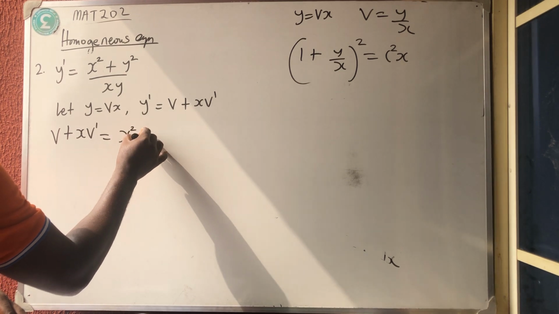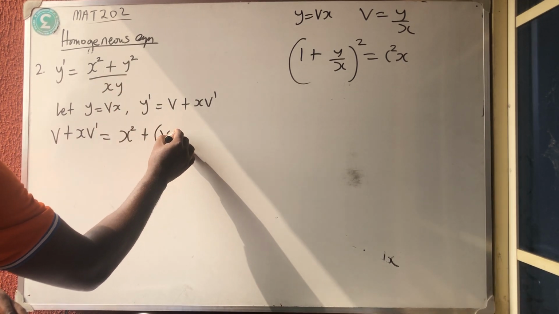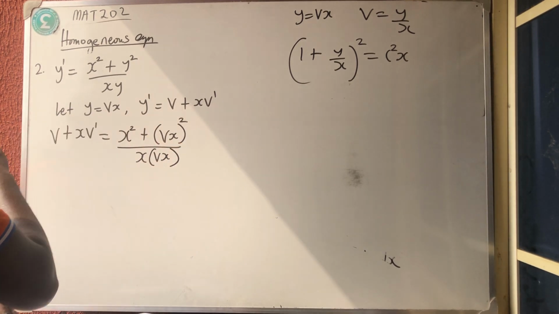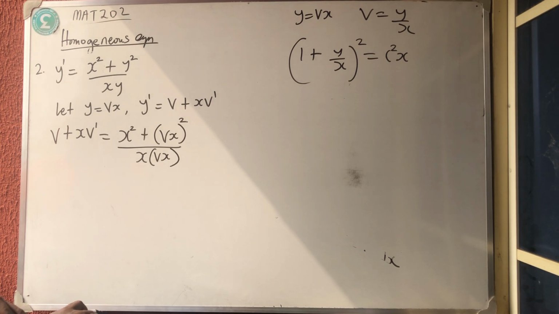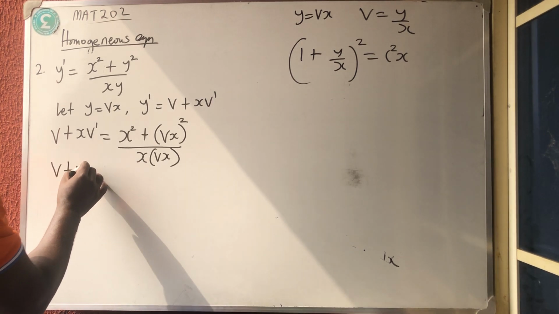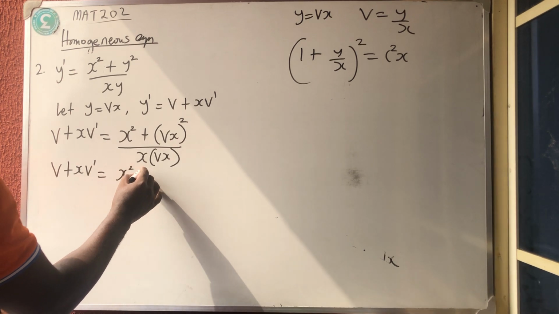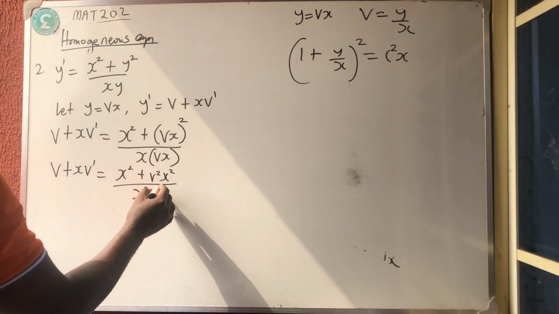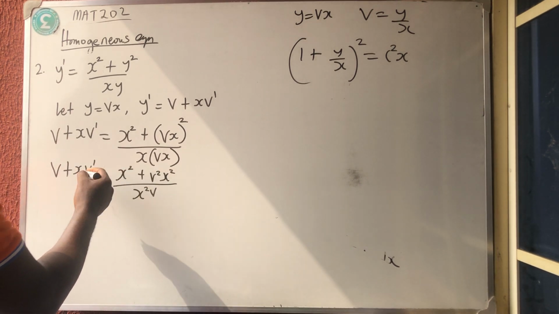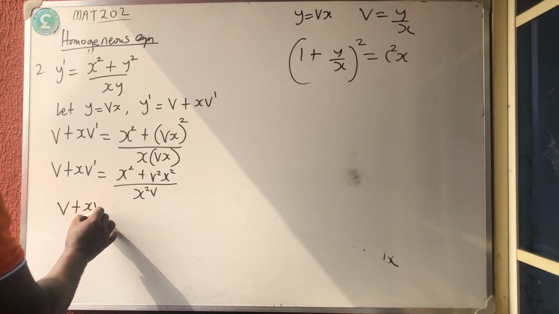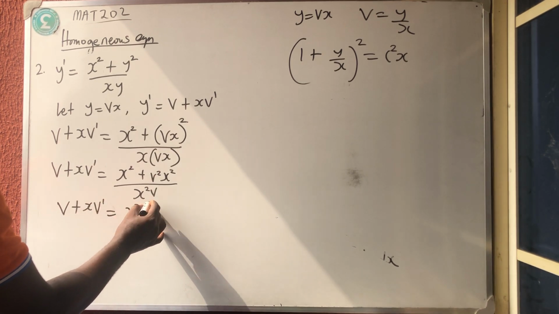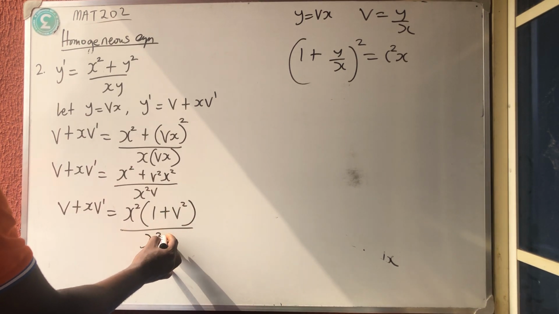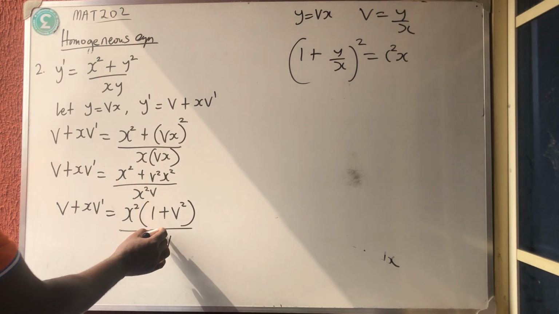to x squared plus, instead of writing y, I will now write vx all squared, all over x times vx. I don't want to see anything y, that's all. Okay, so let us go. I'm having v plus x v prime is equal to x squared plus v squared x squared all over x squared v. Okay, so let's factorize the numerator. V plus x v prime is equal to x squared is common, so I'm having 1 plus v squared all over x squared v.